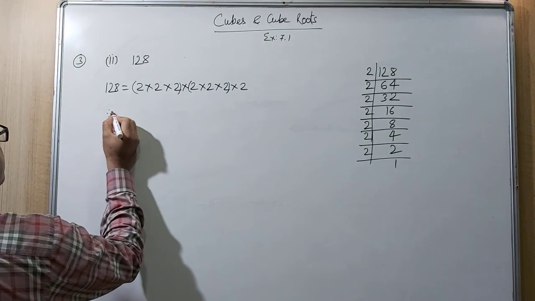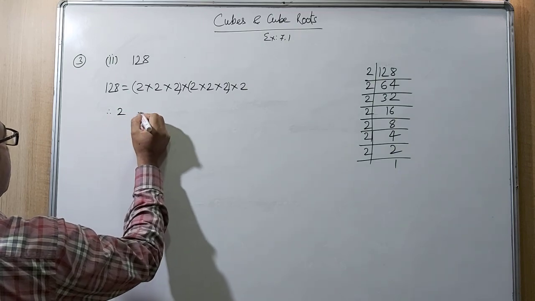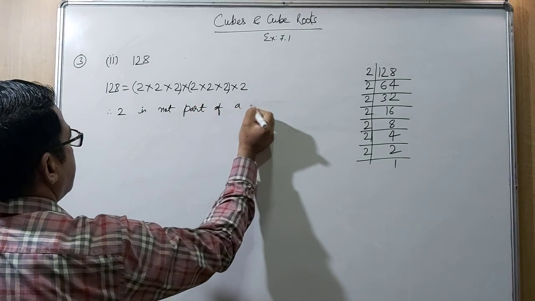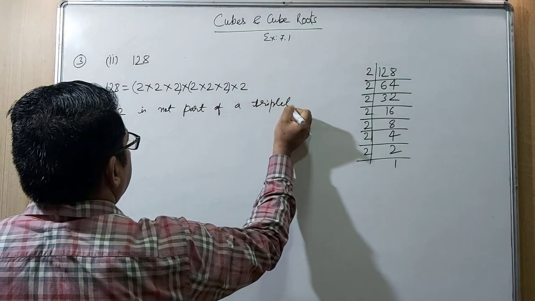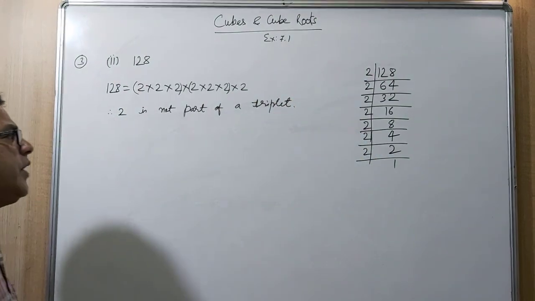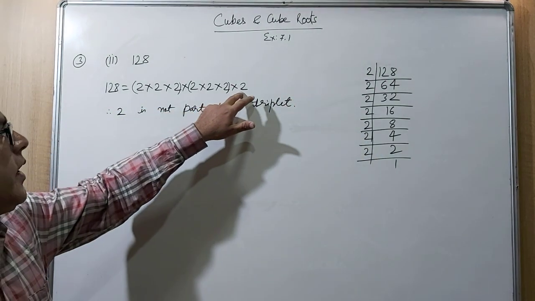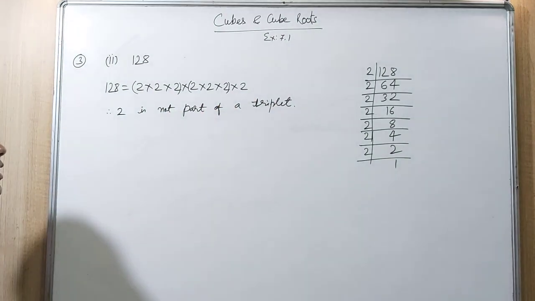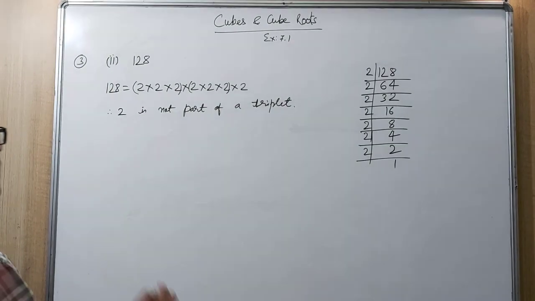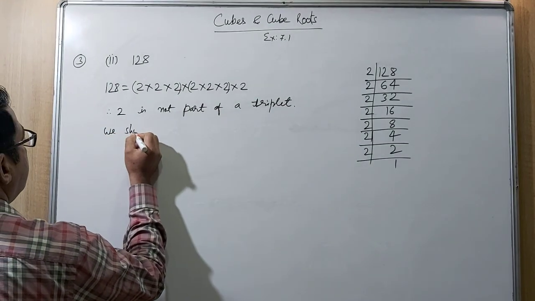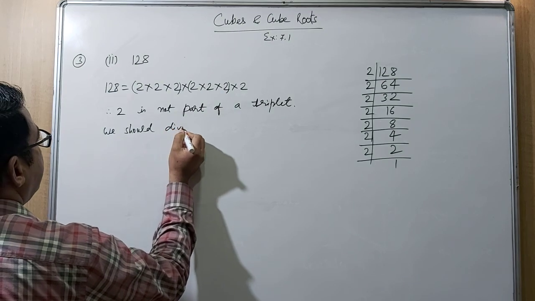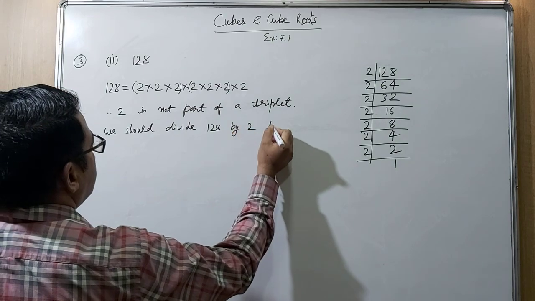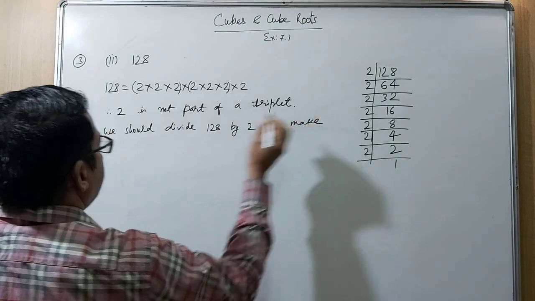So this 2 is not part of a triplet. It means if we divide by 2, we can remove this 2 and make 128 divided by 2 a perfect cube. Therefore, we should divide 128 by 2 to make a perfect cube.